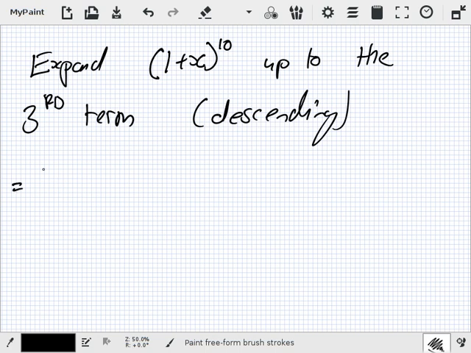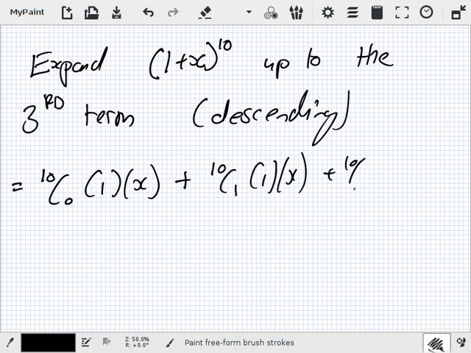The first one will be 10C0, a 1 and an x. The next one will be 10C1, a 1 and an x. The next one will be 10C2, a 1 and an x. I don't care after that, because I only wanted the first three. But I certainly care about the power, because I want my powers descending. So should I start the power of the 1 with a 10 or a 0? 0. Yeah, because I want my x to have a 10, so that the next time it has a 9 and an 8, and the 1 has a 1 and a 2.